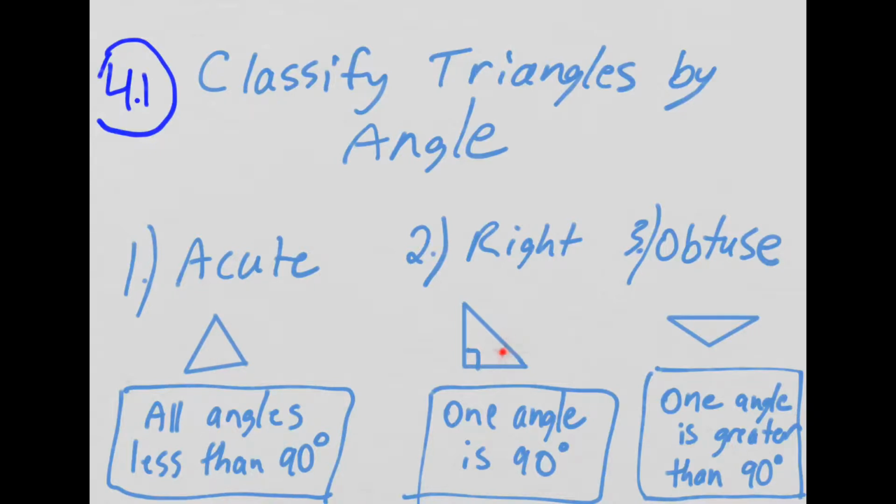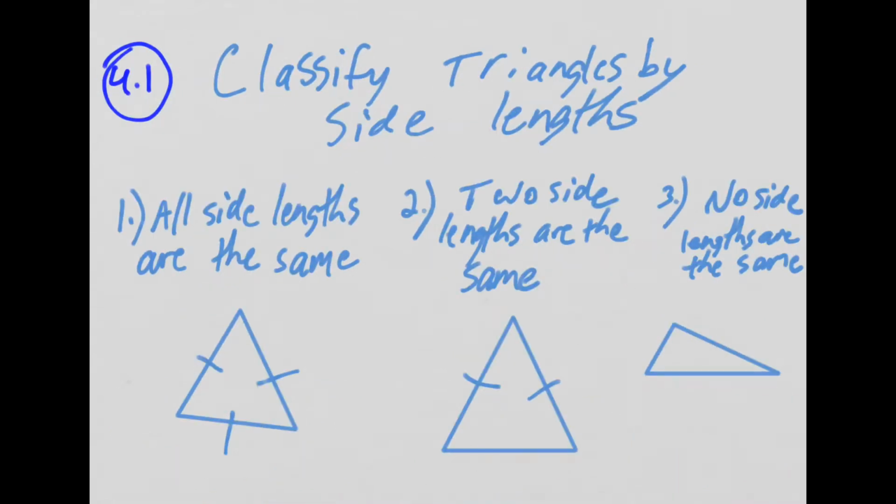A similar thing for right triangles. If one angle in the triangle is 90 degrees, we can call the entire triangle a right triangle. Or if one angle in the triangle is obtuse, meaning it's greater than 90, we can call the entire triangle obtuse. We also classified triangles by side lengths.